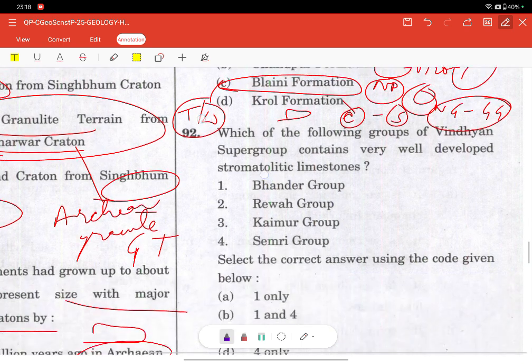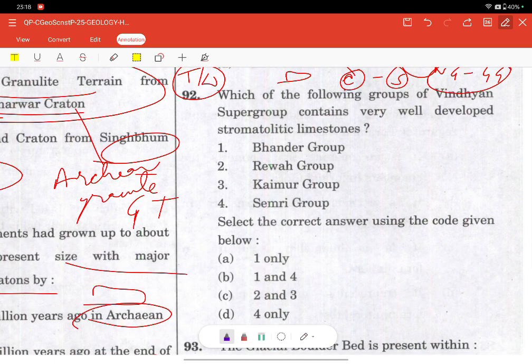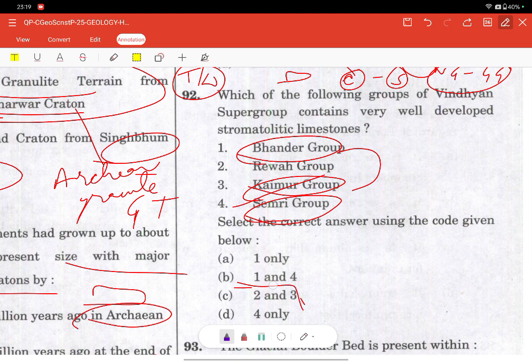Now coming to the 92 question, which one of the following groups of Vindhyan supergroup contains very well developed stromatolitic limestone? So the answer is the Bhander group and the Semri group, the 1 and 4. So this question is asking us about the stromatolite bearing stratigraphic unit in the Vindhyan supergroup and understanding of the Proterozoic shallow marine environment conditions.